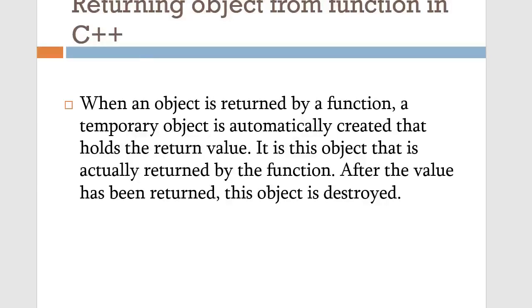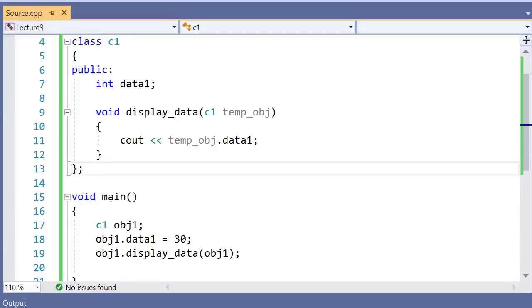When an object is returned by a function, a temporary object is automatically created that holds the return value. It is this object that is actually returned by the function. After the value has been returned, this object is destroyed. Let's see how we can return an object.